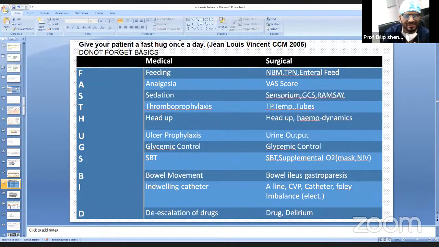So when you go to a patient, you may slip on certain parameters. You may forget to ask about what happened, and so on. So if you have this in your mind, you may not miss anything.